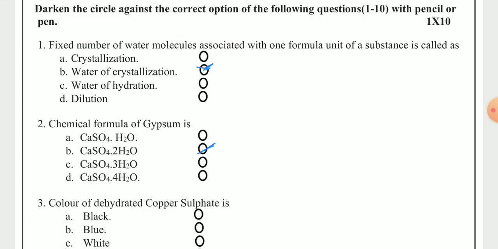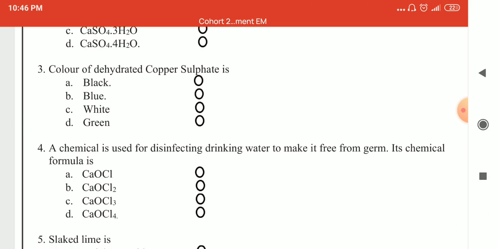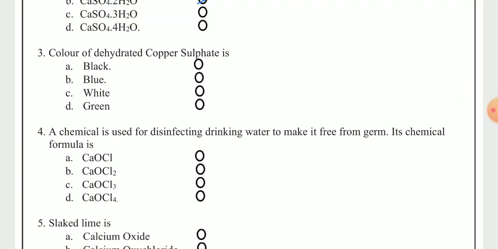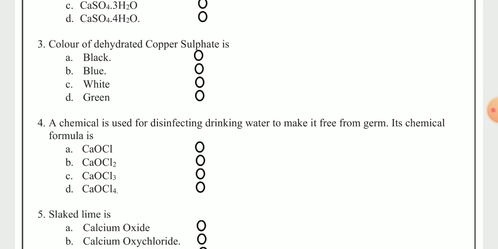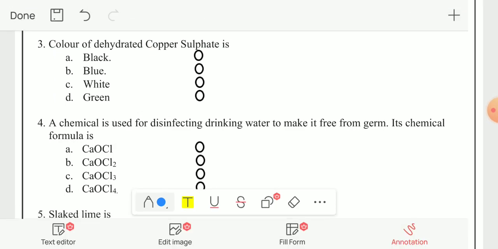Next question. Color of dehydrated copper sulfate is. When we heated the copper sulfate, it became dehydrated. So what is the color of dehydrated copper sulfate? A. Black, B. Blue, C. White, and D. Green. What is the correct answer, children? It becomes white on heating. So correct answer is C.